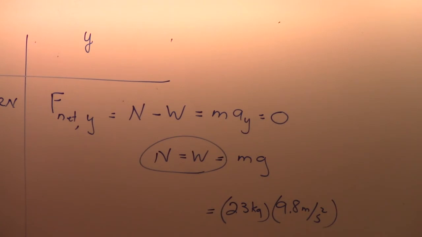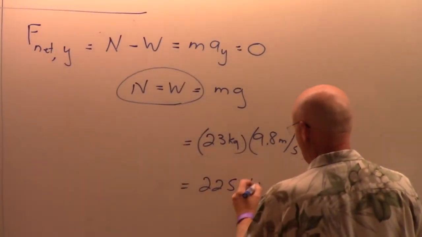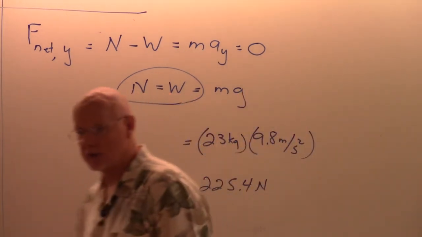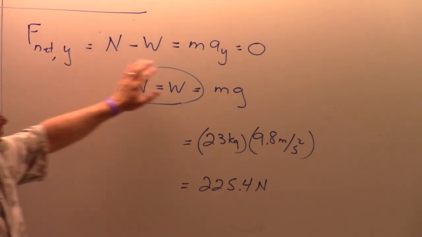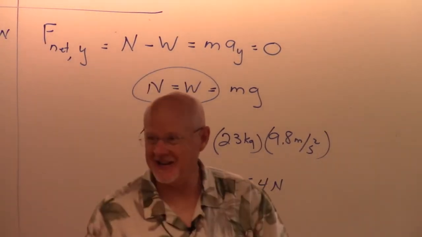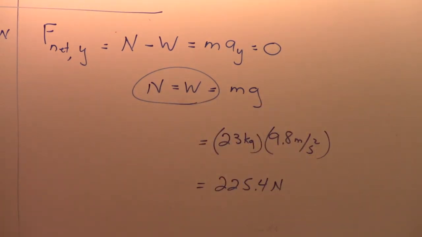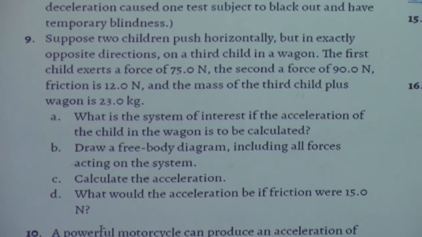So 23 times 9.8 gives me 225.4 newtons. And so if they had asked what's the normal force, I can get it by using Newton's second law, knowing from the picture that acceleration is 0, and I got it. And great question, although you made the problem harder than I intended it to be, because I think they're just asking about horizontal, because then C says here, calculate the acceleration. And I'm pretty sure they're talking about the acceleration in the x direction.